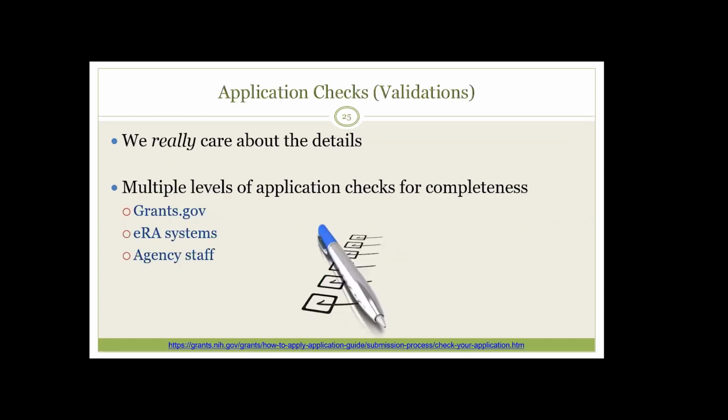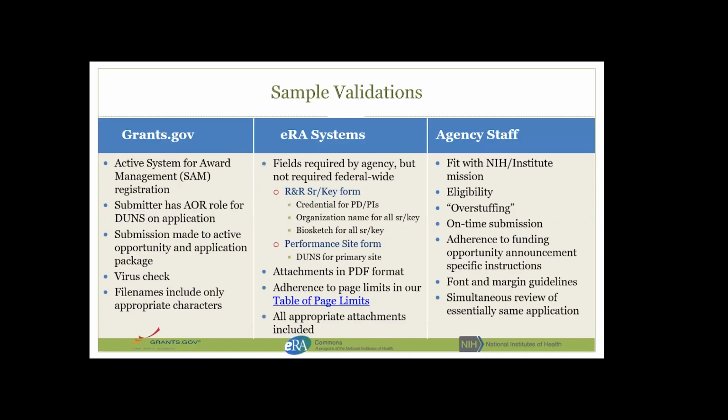So again, we apply all kinds of validations. Grants.gov has validations, we have validations, and we have eyeballs that look at applications. And so here's basically a summary. For Grants.gov, make sure that you have an active SAM registration, that the individual with the AOR is consistent with the DUNS, that you're submitting to an active funding opportunity, that there are no viruses, and that the file names are in appropriate form and are limited to 50 characters.